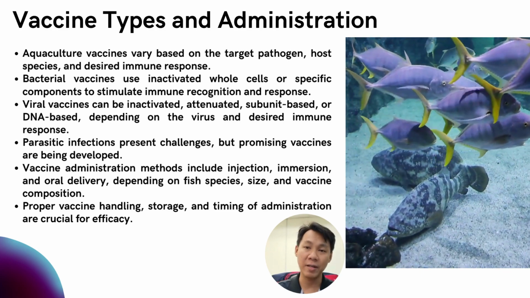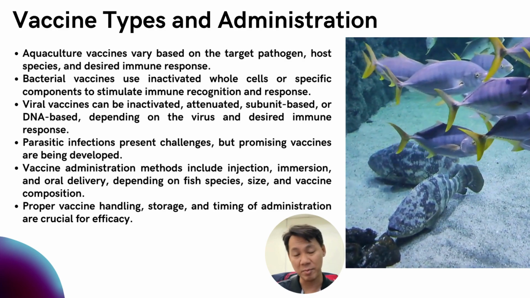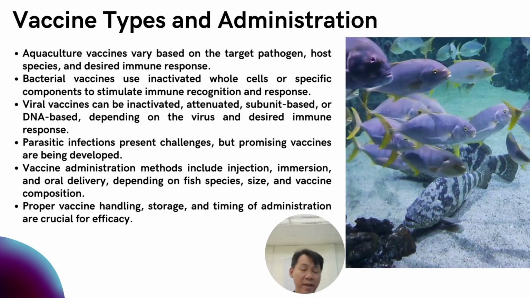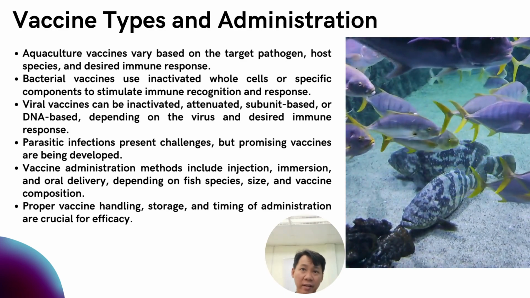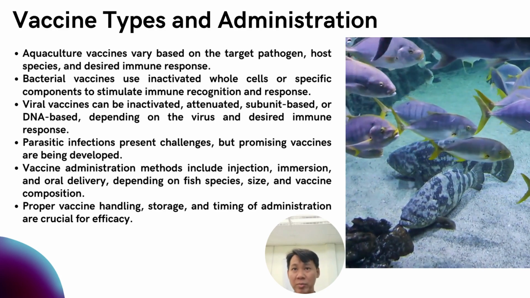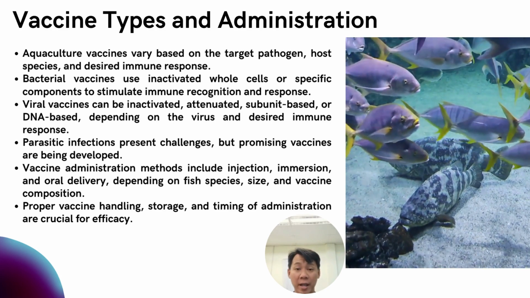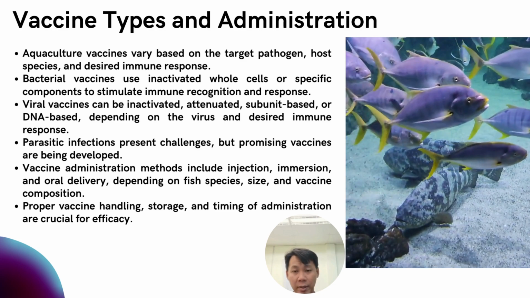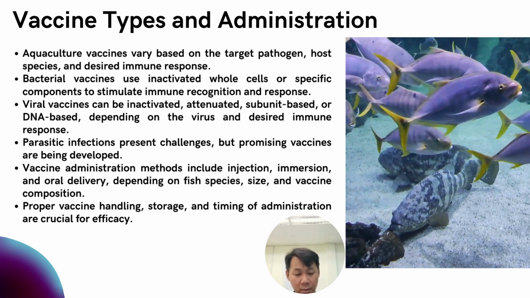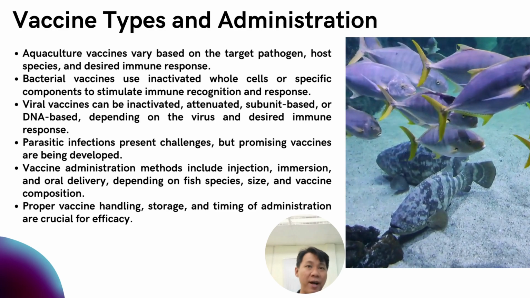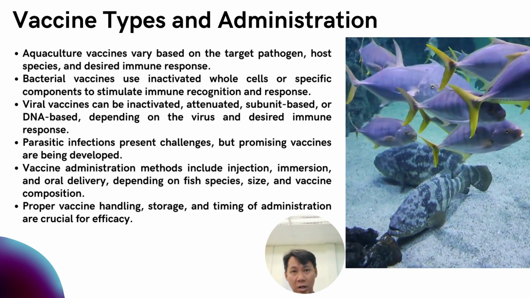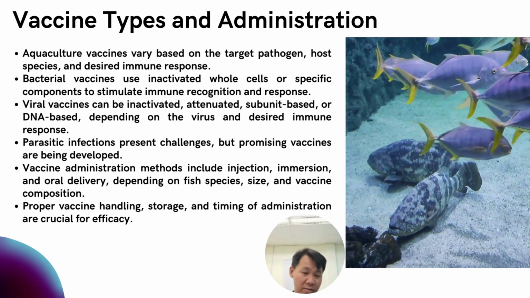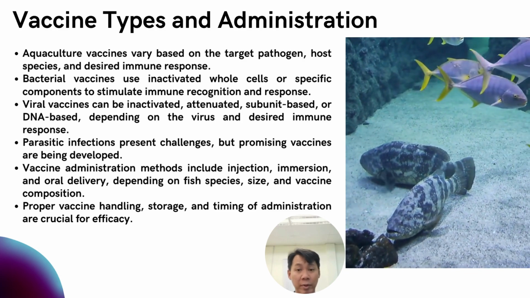So the bacterial vaccine helps develop specific immune protection against the bacterial pathogen. Viral vaccines can be inactivated, attenuated, subunit based, or DNA based, depending on the virus and the desired immune response. A virus used in a vaccine is typically modified to be harmless or not to cause severe disease, while still possessing characteristics that can simulate the immune response.